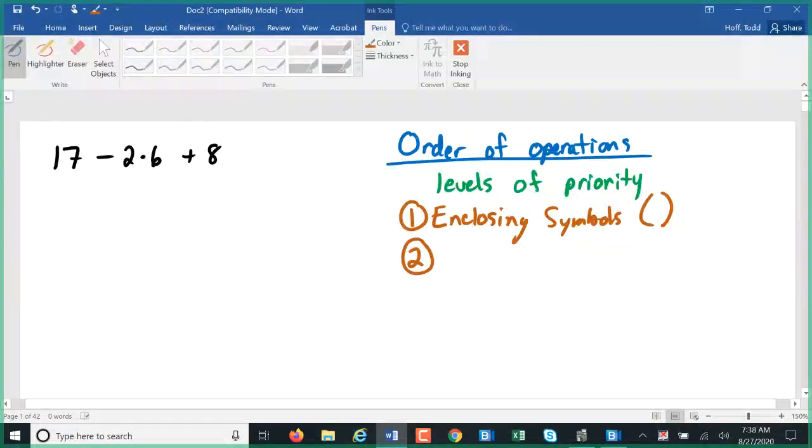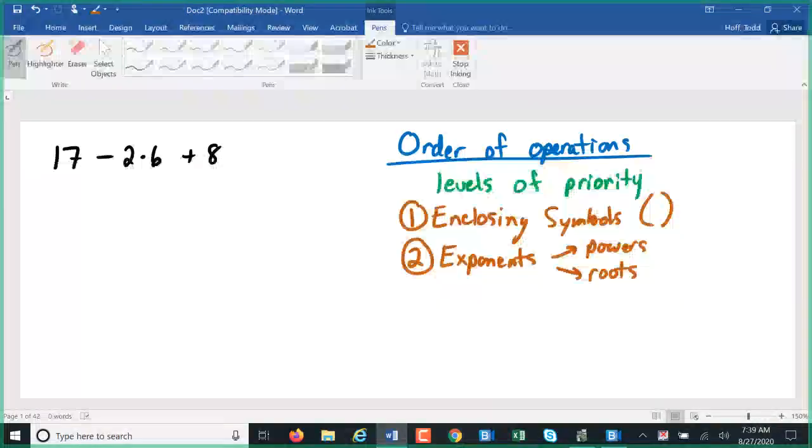Now, our second level of priority is actually one of our pairs of operations. We talked about pairs of operations like addition and subtraction go together, multiplication and division go together. Well, this pair is the exponents. The pair of operations is actually powers and roots. Just like multiplication and division, one's going forward, the other's in reverse, the same thing there. Powers are going forward, roots are in reverse.